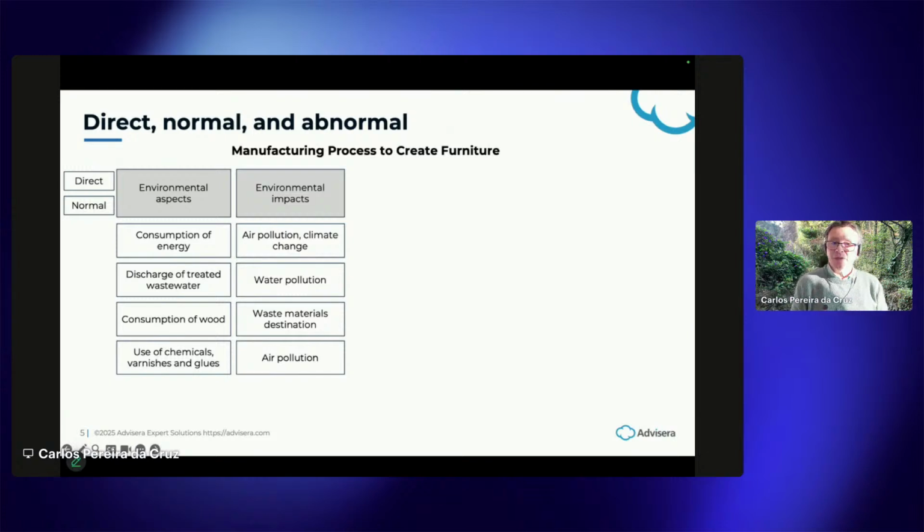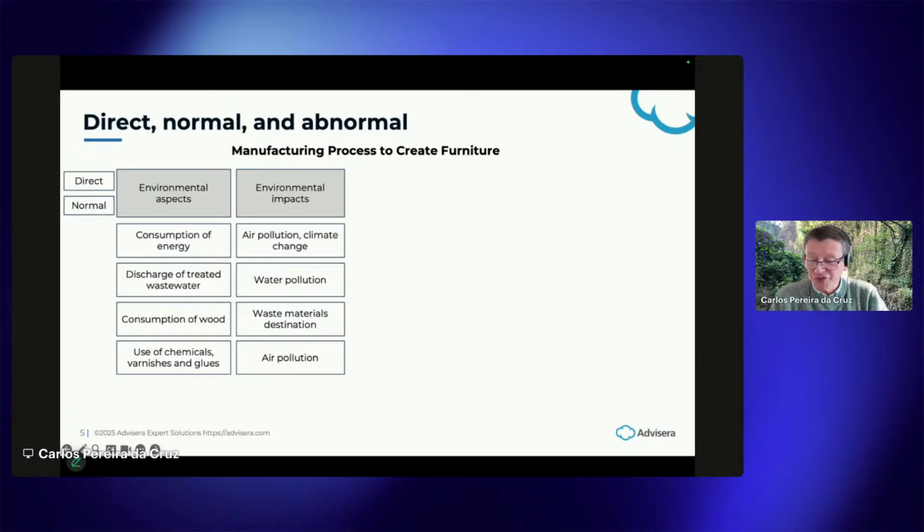Consider the example of a company manufacturing wood furniture, okay? So as examples of direct and under normal operation environmental aspects and impacts, we have what you can see right now in the screen. So consumption of energy, air pollution, climate change. So the consumption of energy, the discharge of treated wastewater, these are environmental aspects that are direct, so depend on your organization and occur in normal situation, okay?